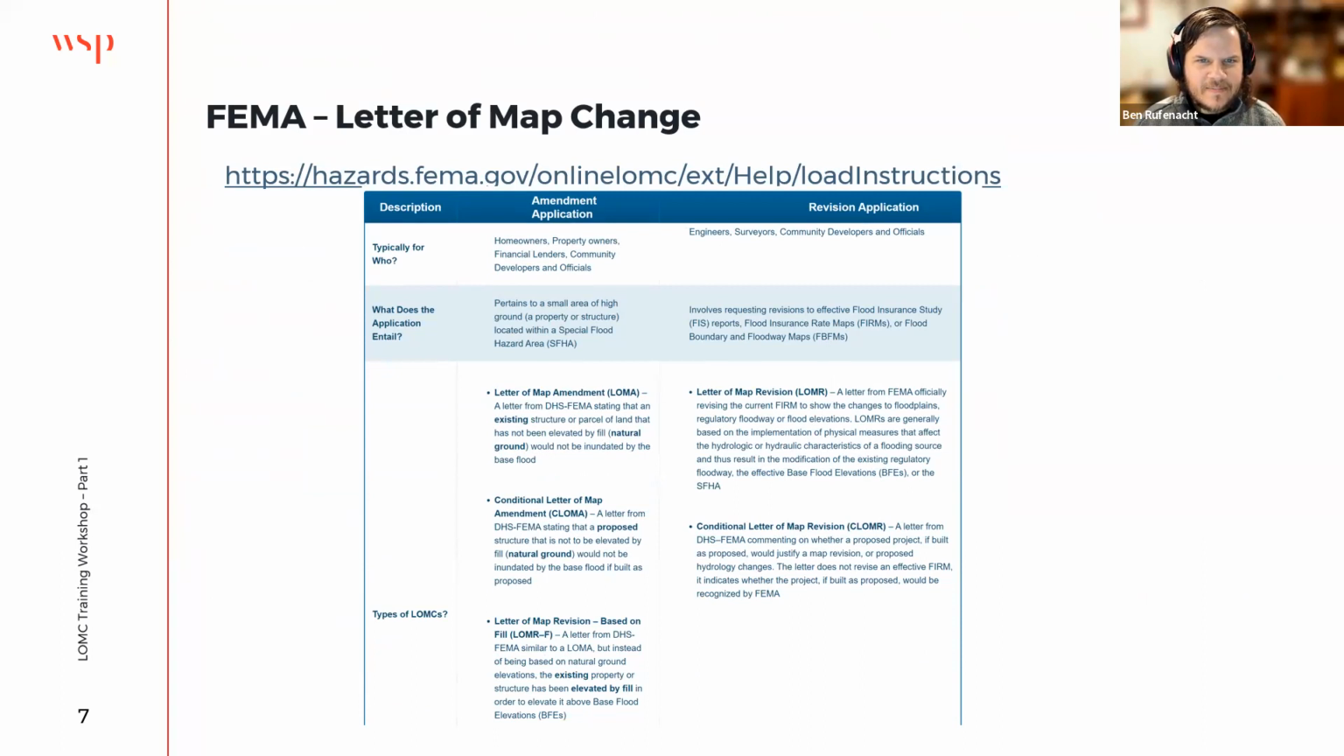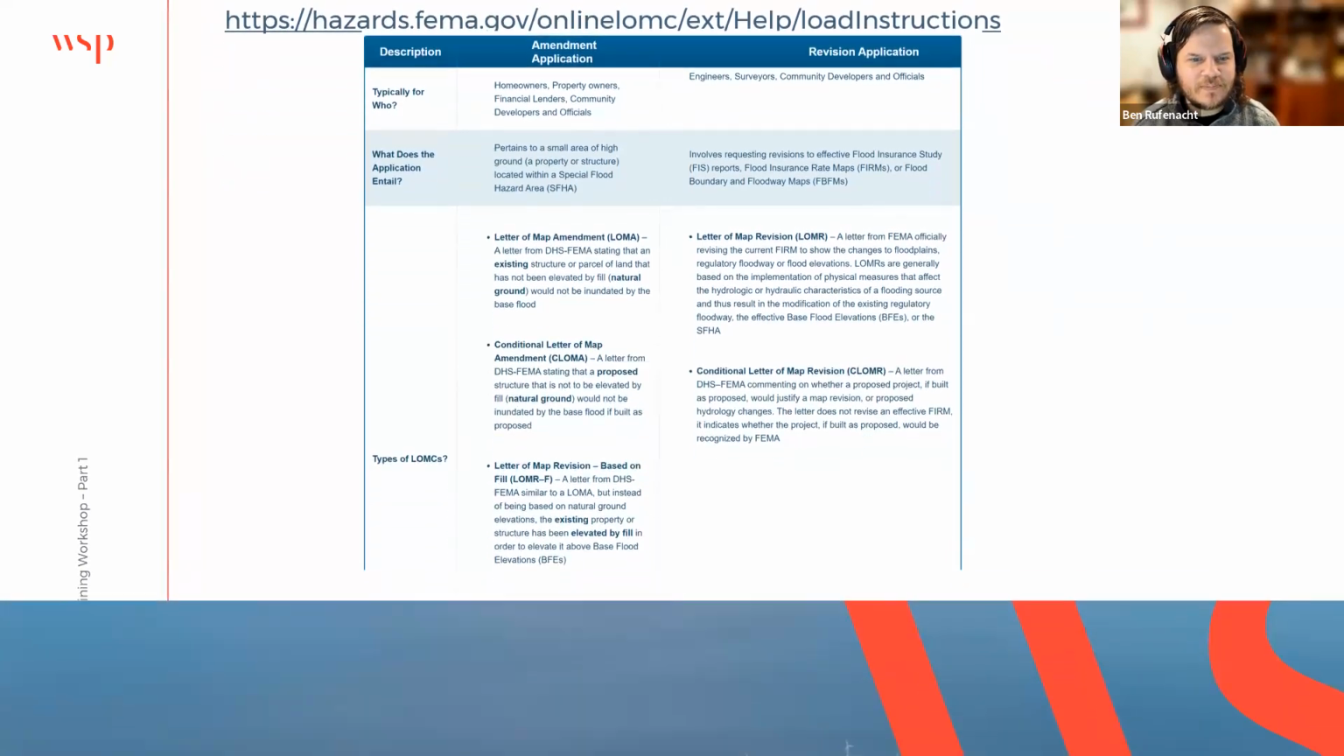And here's some of the help. The help website is listed there, and some of the resources, some of the type of stuff you'll see on that. There's a whole set of definitions of who needs to do things, what types of letter of map change need to be done in different situations. And there's a whole lot of information. A lot of the information that I go over is all there on the website.